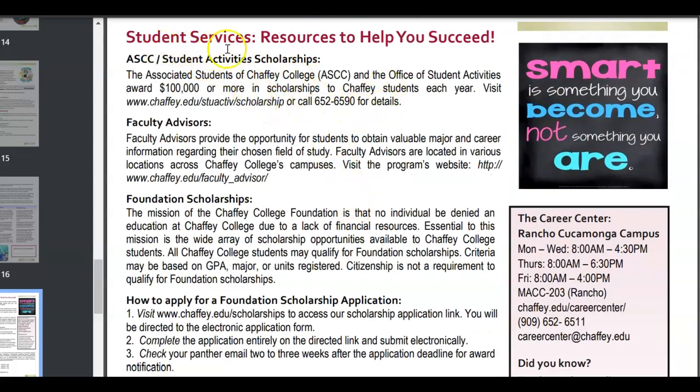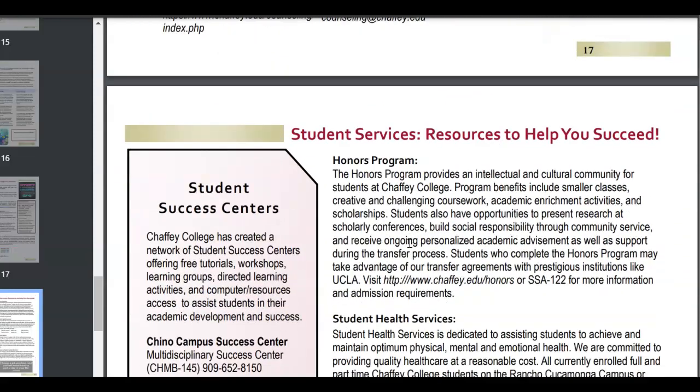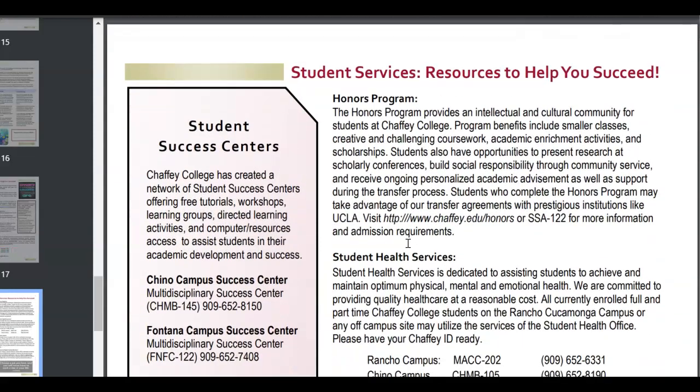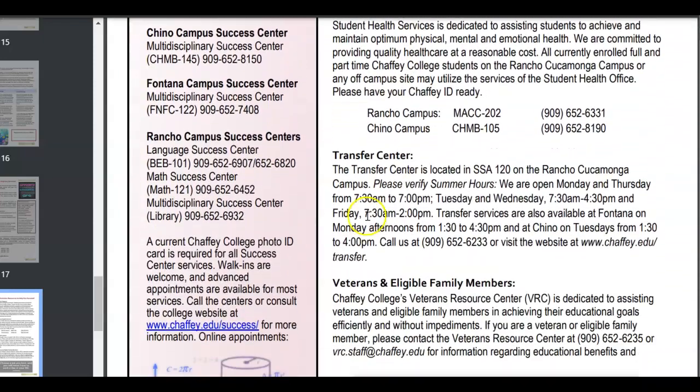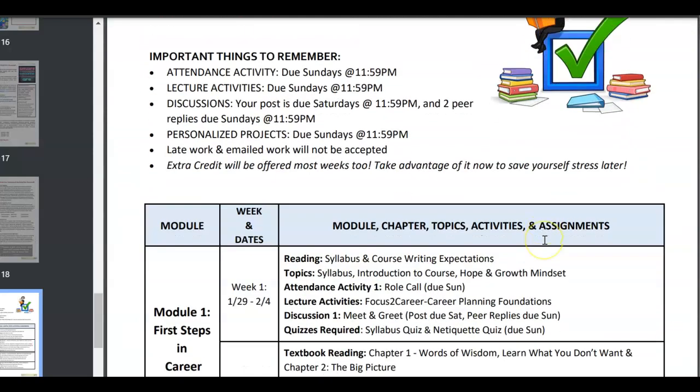Then the next few pages are just student resources, okay, on campus. And I include them here because our class encompasses your whole life. It's not just career exploration, it's also life planning. So I wanted to make sure I include all the resources that would be helpful for you. Okay, then we get to our class schedule.